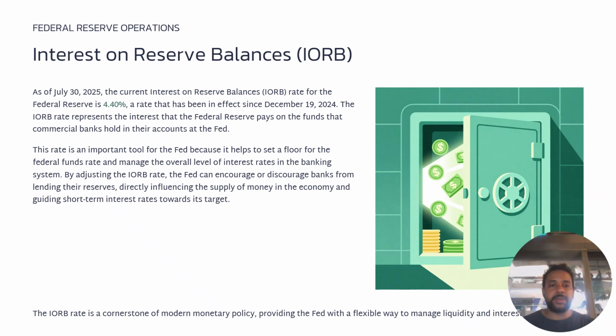Interest on reserve balances (IORB), based on their website and statement as of July 30th, 2025, is currently at 4.4%. This rate has been in effect since December 2024. This rate is important because it helps to set a floor for federal funds rates and manage the overall level of interest rates in the banking system.